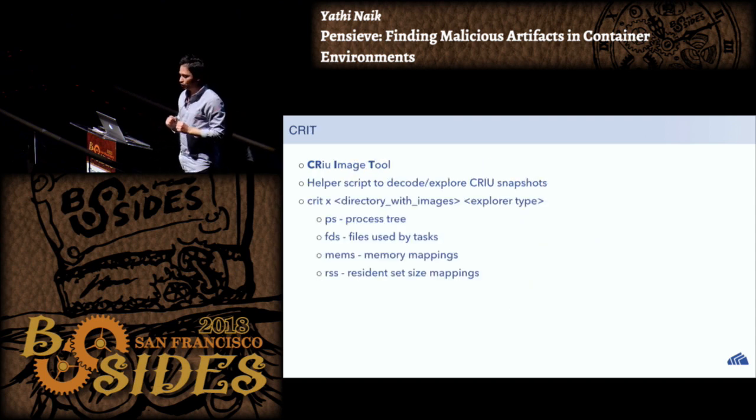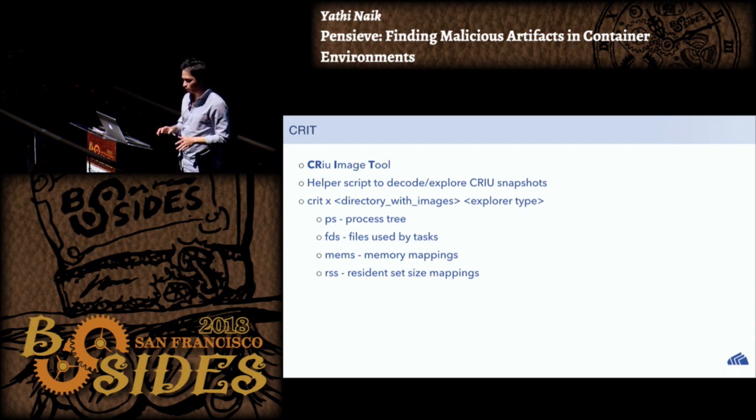CRIU also comes with a tool called CRIT, or the CRIU image tool. This tool helps you analyze and decode the image files that you produce during the checkpointing process. It is similar to Volatility in that it provides a few plugins that make it easier to retrieve the running processes, the files that the processes used, the network connections, the memory mappings and so on.